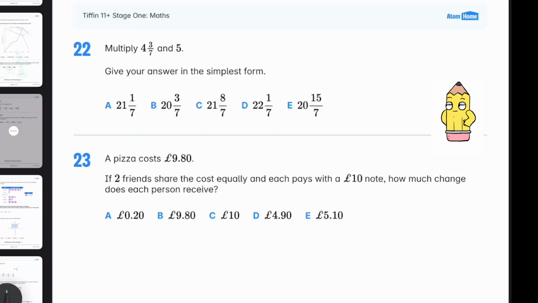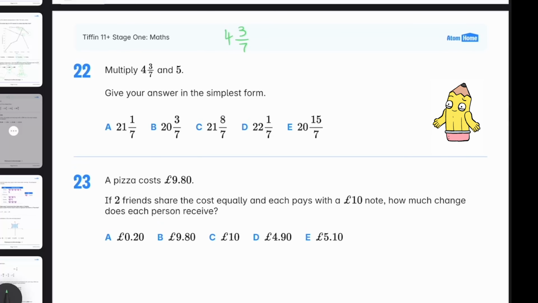So essentially what we need to do here is, one of the main methods would be to use repeated addition. And what we see here is having 4 and 3 over 7, but 5 times. And this means that we can separate the whole from the parts, and we see that 4 and 3 over 7 times 5 is the same as saying 5 times 4, which is 20, and then 5 times 3 over 7, which is 15 over 7.